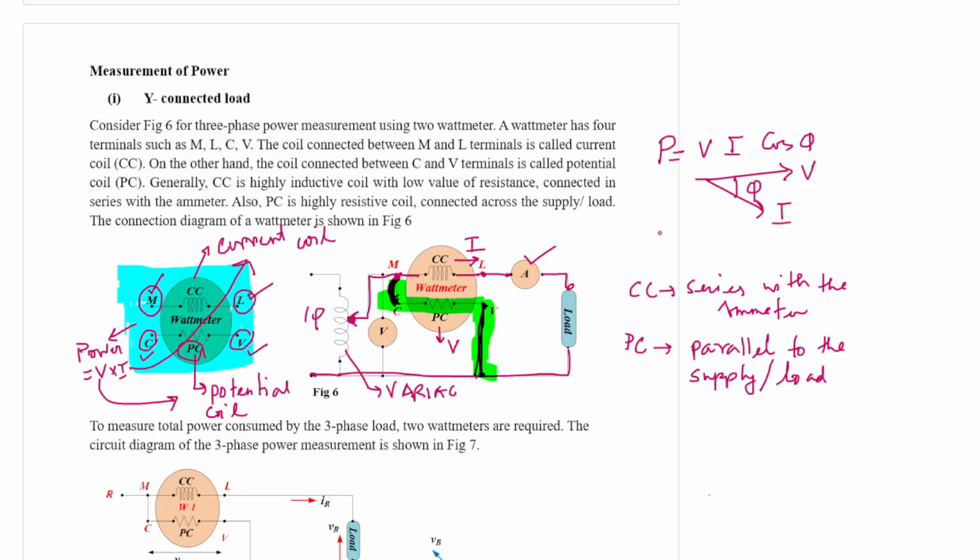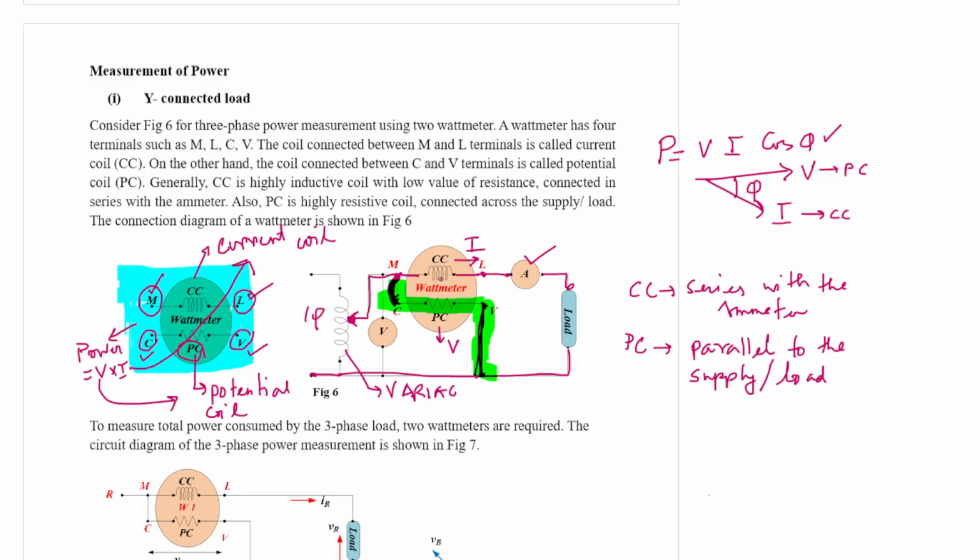Let me repeat that statement. Power is equal to voltage into current into power factor, where phi is the angle between voltage and current. Voltage is measured by the potential coil, current is measured by the current coil. However, what is phi? Phi is the angle between that voltage and that current, which must be measured by the wattmeter itself.